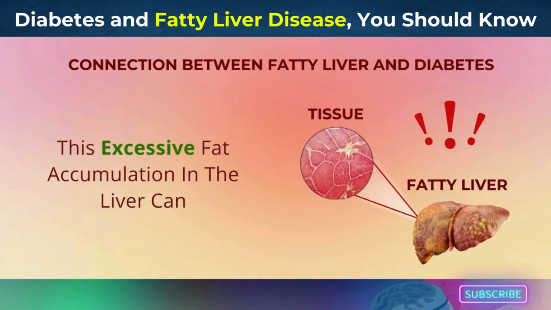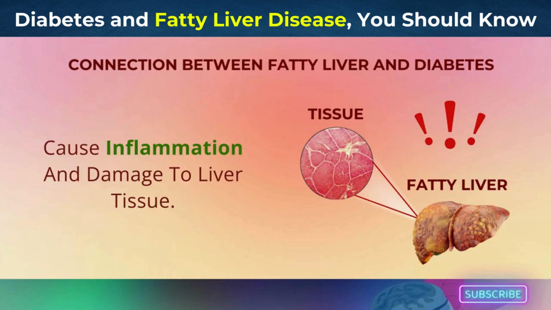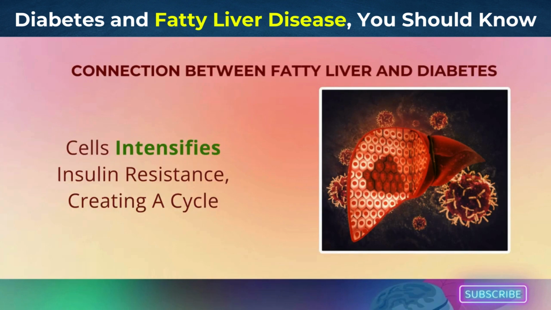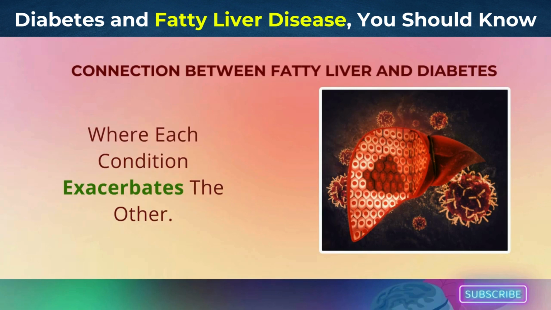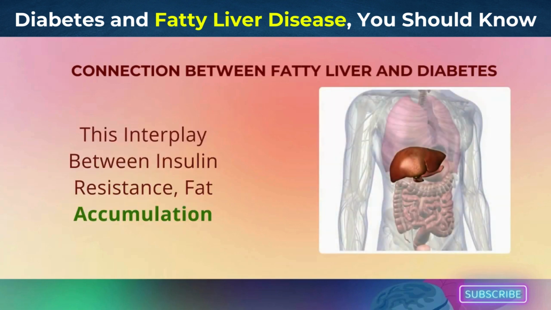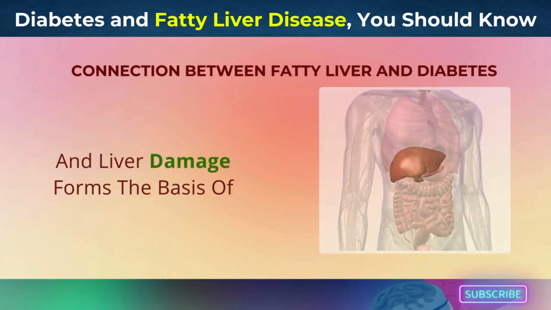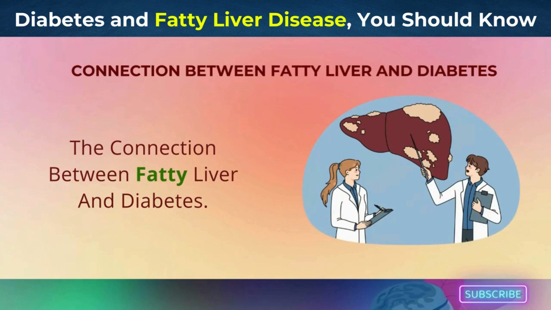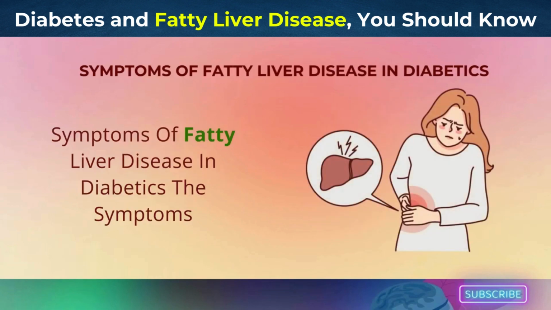This excessive fat accumulation in the liver can cause inflammation and damage to liver tissue. Conversely, the accumulation of fat in liver cells intensifies insulin resistance, creating a cycle where each condition exacerbates the other. This interplay between insulin resistance, fat accumulation, and liver damage forms the basis of the connection between fatty liver and diabetes. Symptoms of fatty liver disease in diabetics.